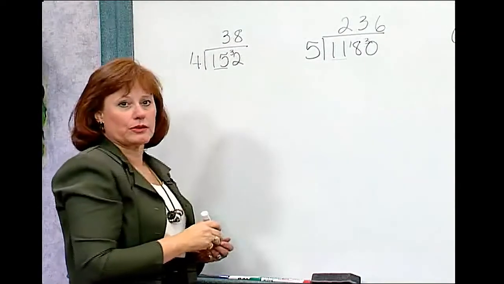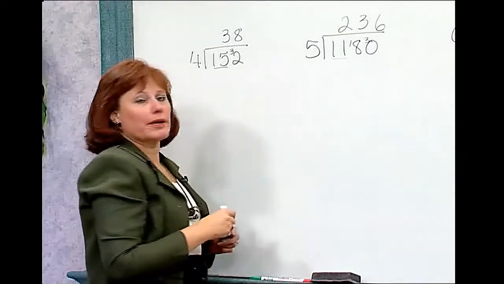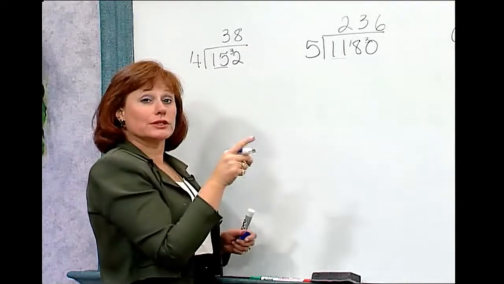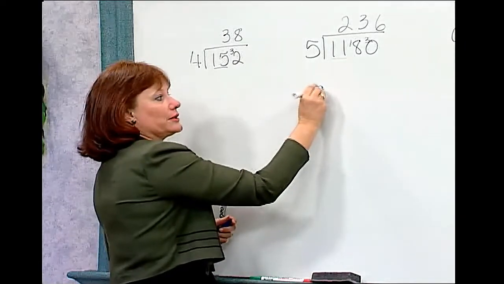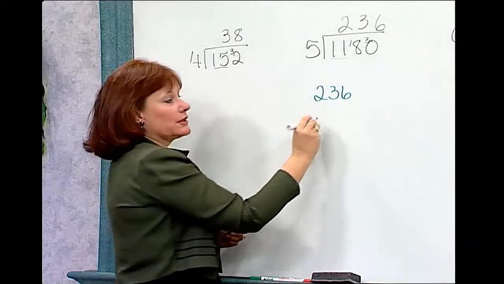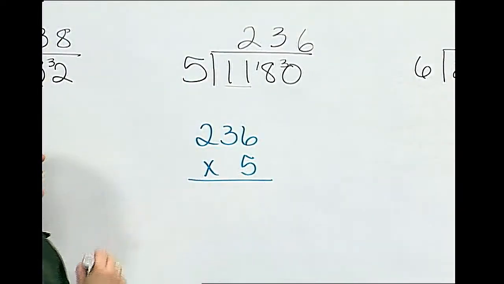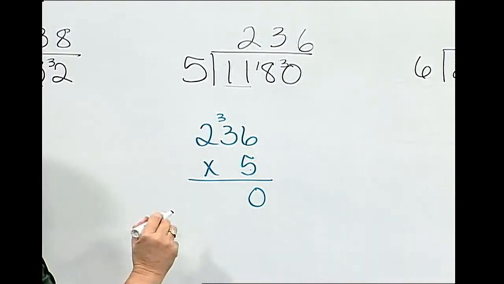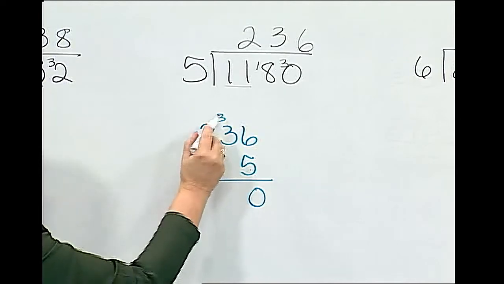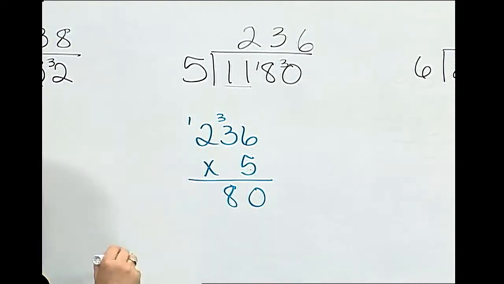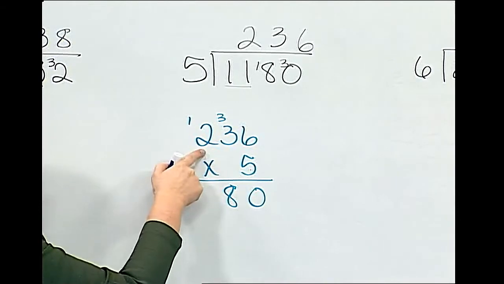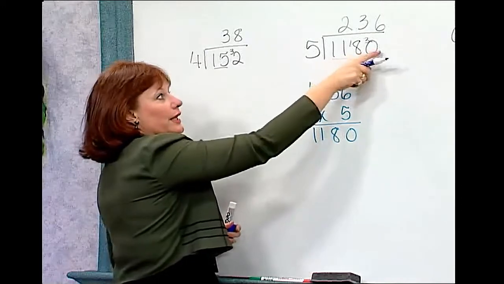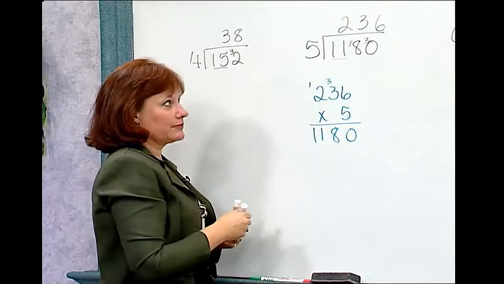Since this is a new problem to us, we want to check our answer. We want to make sure that we have done our short division process correctly. I'll do that by multiplying the quotient times the divisor. So I'll take 236, the quotient, and multiply it times the divisor, 5. 5 times 6 is 30, and I need to carry the 3. 5 times 3 is 15, plus 3 is 18, and I'll carry the 1. 5 times 2 is 10, plus 1 is 11. My answer is 1180 in the check, and surely enough, the dividend was 1180.